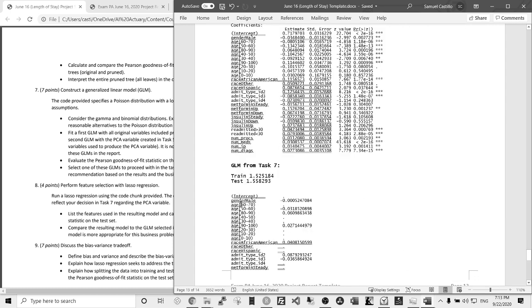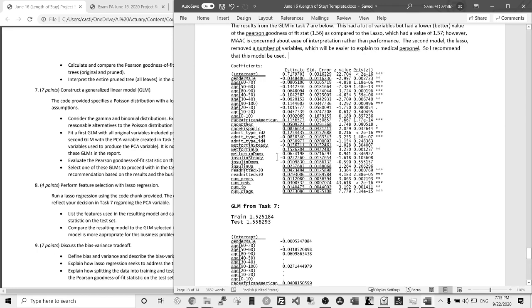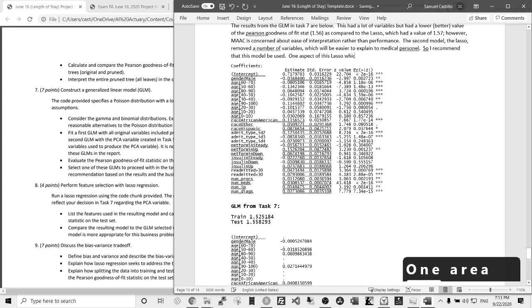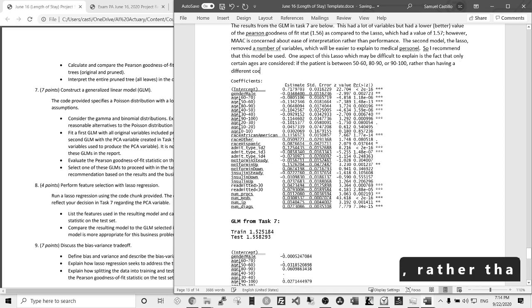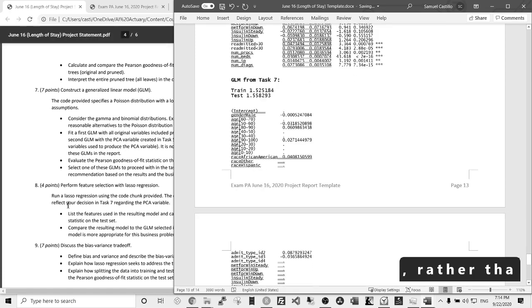One possible complication is that this will only take into account discrete age values, like it will only ask if the person's age is 50 to 60 or 90 to 100. So that might be difficult to interpret. One aspect of this lasso, which may be difficult to explain, is the fact that only certain ages are considered, if the patient is between 50, 60, 80, 90, or 90 to 100, rather than having a different coefficient for each age. Again, this was only 4 points.